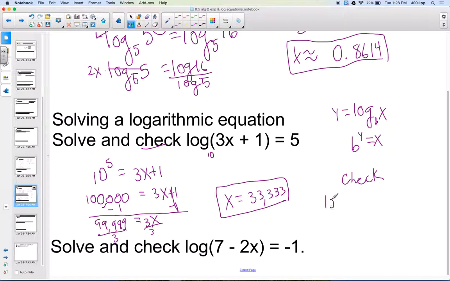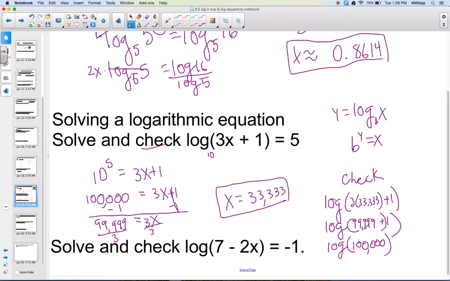So we're going to say log of, I'm going to plug this in, 3 times 33,333 plus 1. Let's see what that's equal to. So this is a log of 99,999 plus 1, which is log of 100,000. You can just plug that into your calculator, and you get it equal to 5.